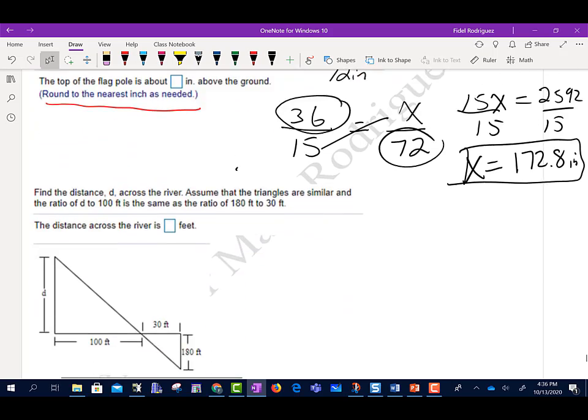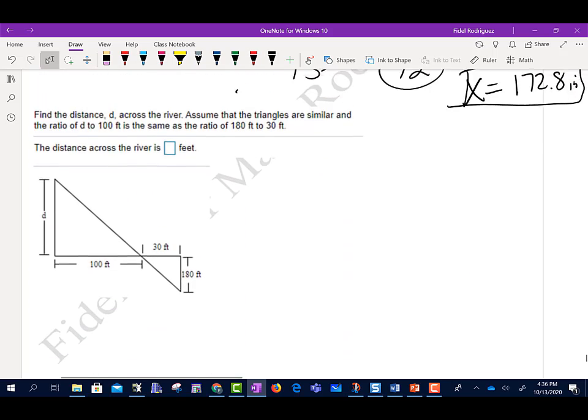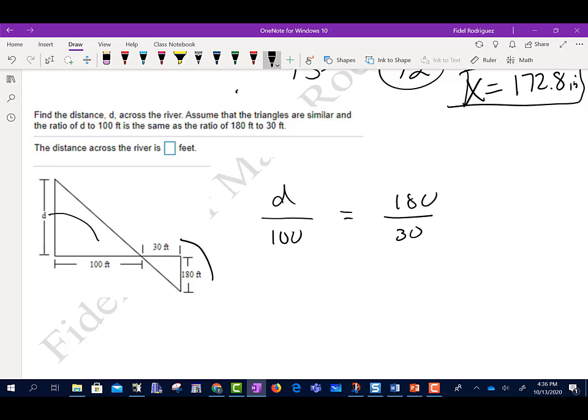Alrighty. So let me scroll down a little bit more, and let's see if we can figure out this next problem. It says, find the distance d across the river. Assume the triangles are similar, and the ratio of d to 100 feet is the same as the ratio of 180 feet to 30 feet. Okay, so let's do it like this. We're going to write one ratio equals another. So d is to 100 as 180 is to 30.